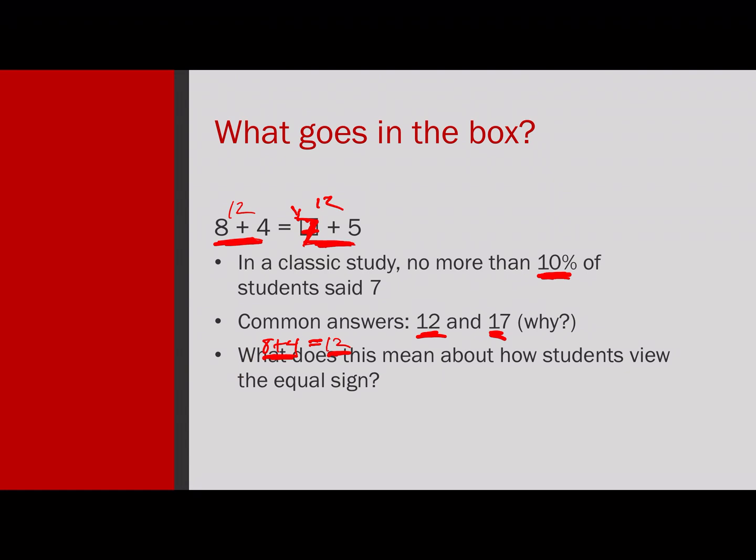What does this mean about how students view the equal sign? Okay, remember that this is the study where no more than 10% of the students would say 7. Okay, they view it as a do something symbol.